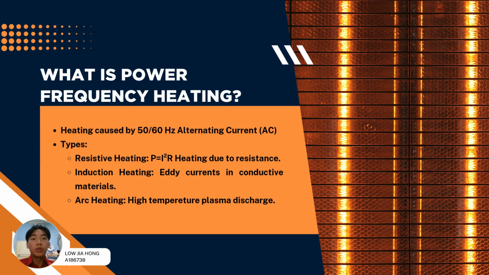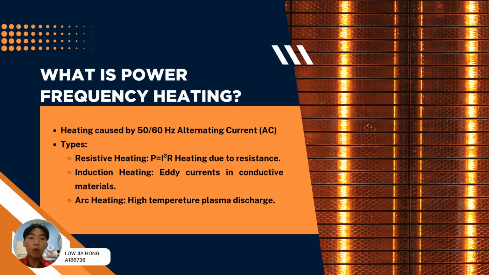Alright, so now we'll explore what power frequency heating is. Power frequency heating is a fundamental process in industries like steel production and welding. Let's start with some basics. Power frequency heating refers to heat generation using a 50 or 60 Hz AC current. That's the same frequency that powers our homes, and it's widely used because it's efficient and compatible with standard power grids.